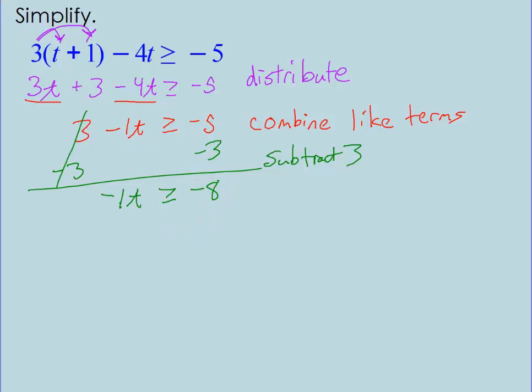In your last step, you want to get rid of that negative sign. So what I'm going to do is divide by -1 on both sides. If you divide by -1, the one thing you have to make sure of when it's inequalities is that you flip the sign.